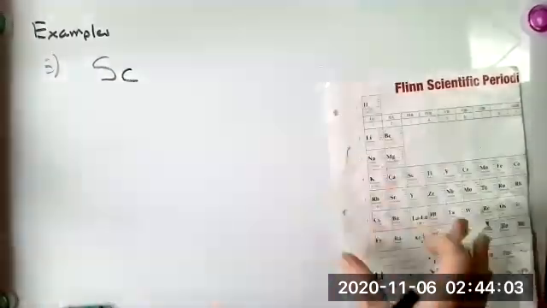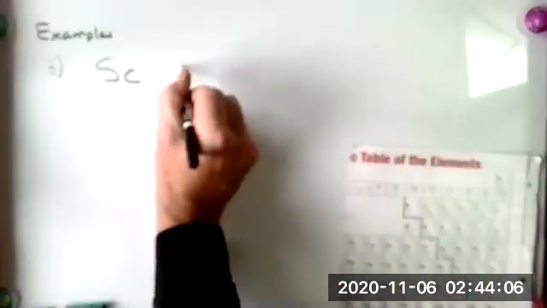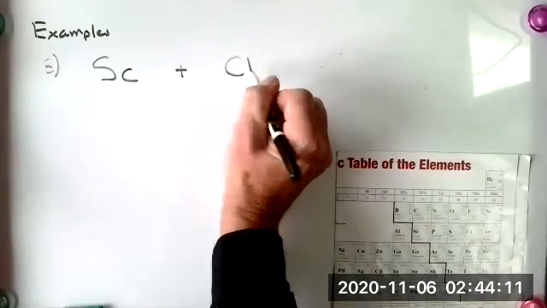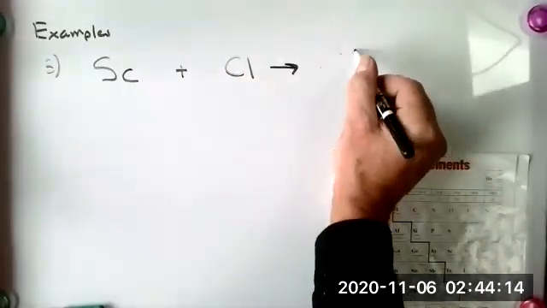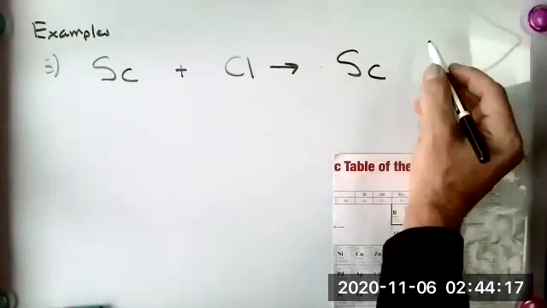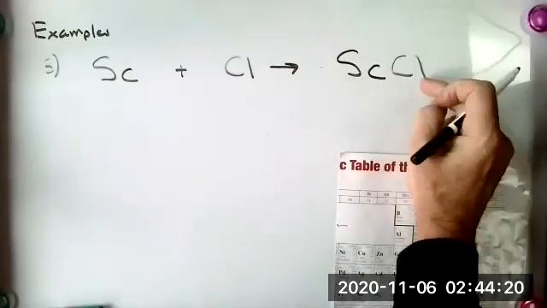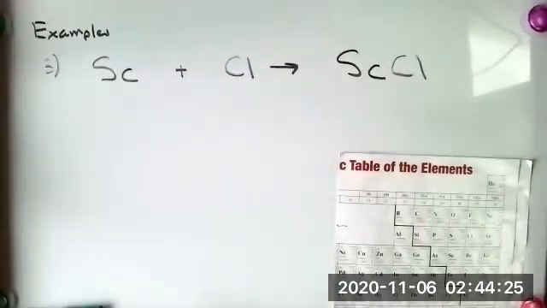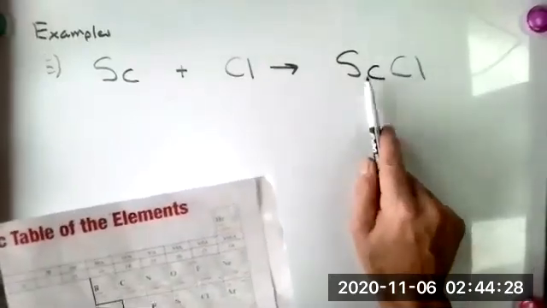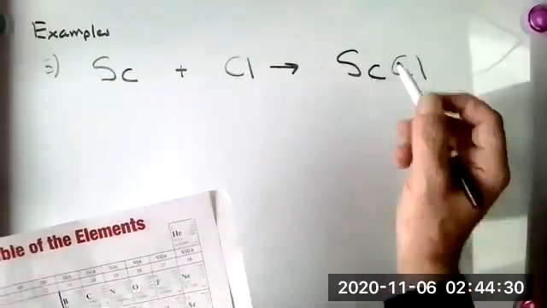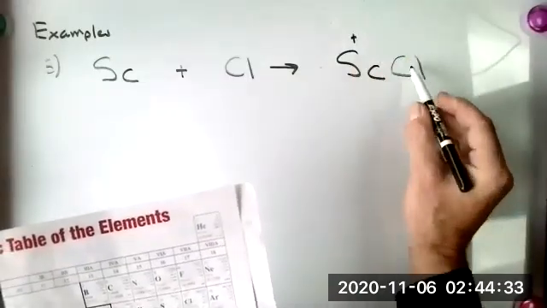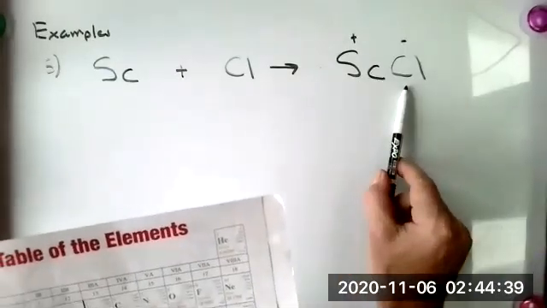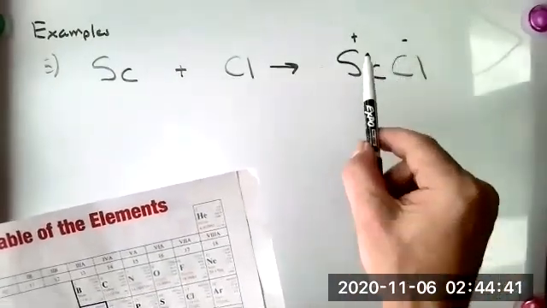Let's go with scandium. And let's add that scandium to a chlorine and get scandium chloride. I'll walk you through this entire problem. Here's what you already know. He's positive. This is already negative. That's what you already know. Metal, non. Positive, negative, ionic.